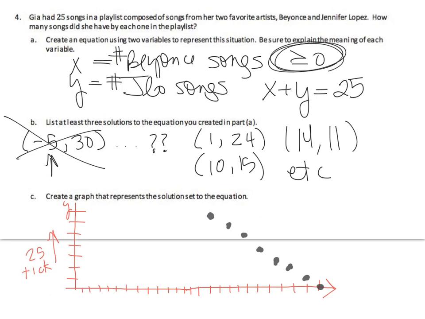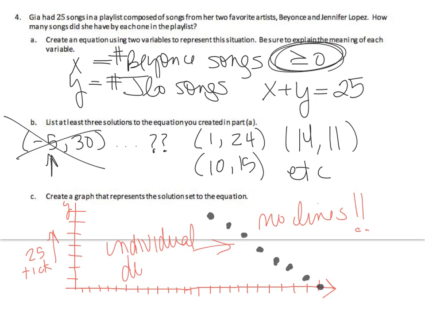Okay? If I went in here and I drew a line through there, this line means that I can have 24 and a half Beyonce songs, or 13 and a quarter Beyonce songs, or 3/4 of a J-Lo song. So we actually cannot draw a line connecting those points. They are all individual dots for a reason. Right? Awesome.